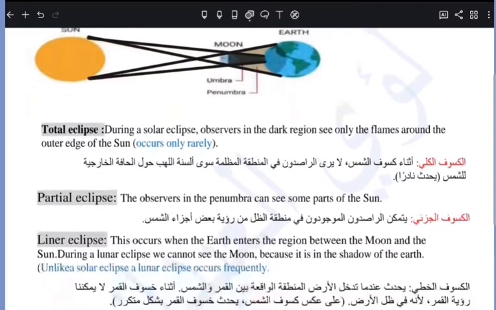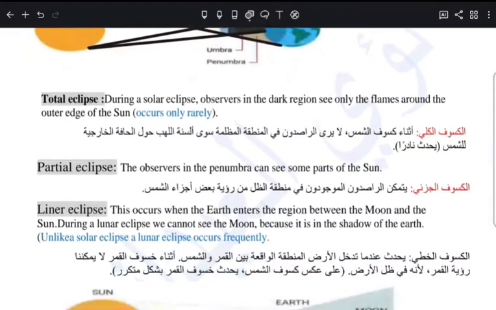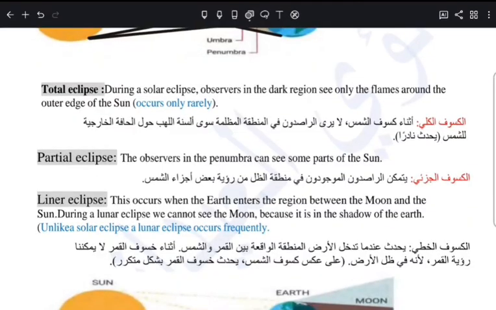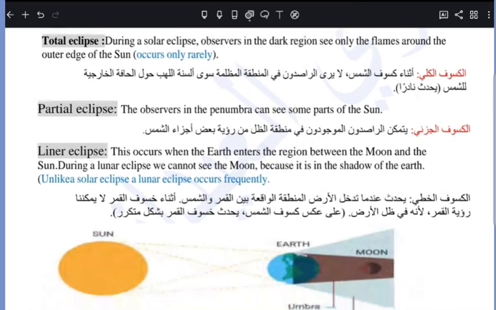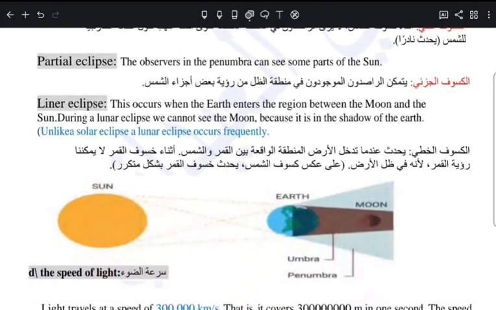Now, what is a total eclipse? During a solar eclipse, observers in the dark region can see only the flames around the edge of the sun. A total eclipse occurs only rarely. Now, what is a partial eclipse? The observers in the penumbra can see some parts of the sun.